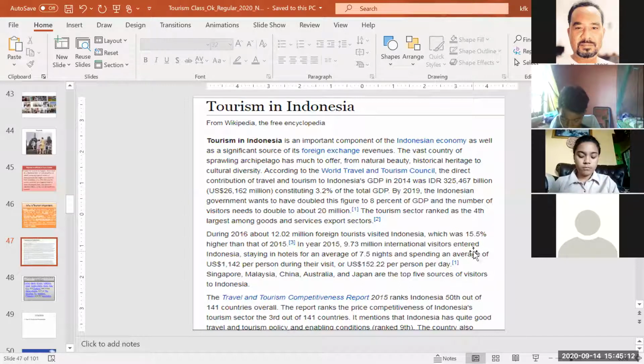Also, accommodation such as hotels, restaurants, bars, and entertainment venues, and other hospitality industry services such as spas and resorts.